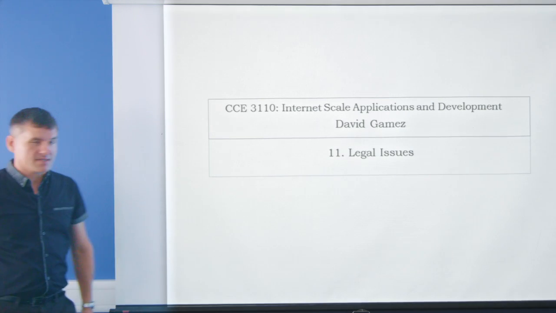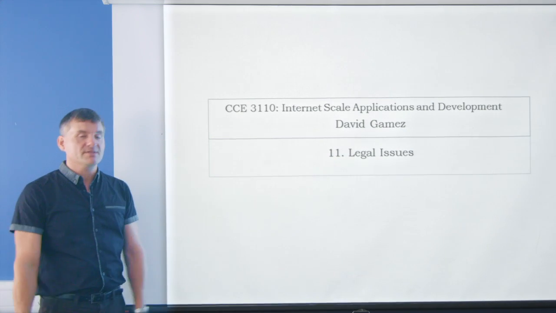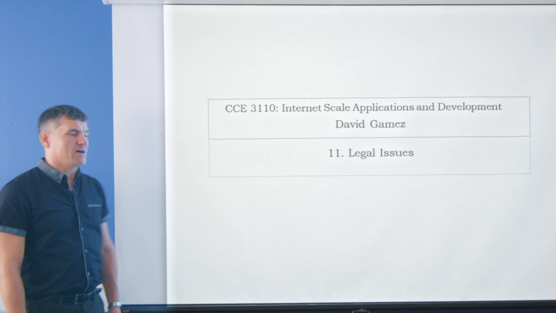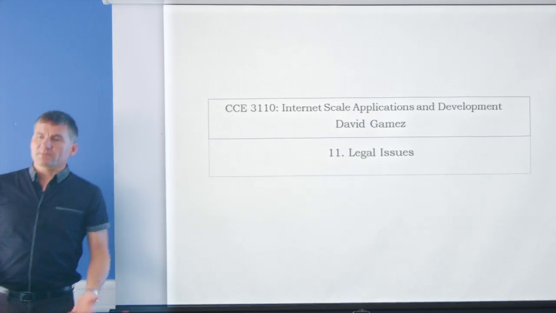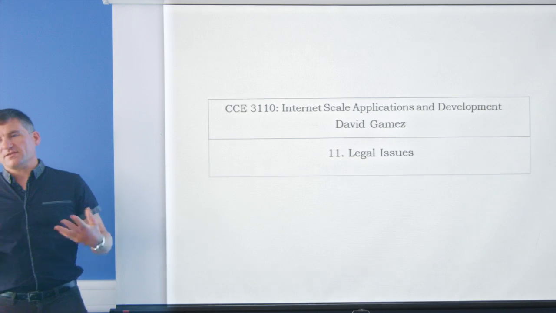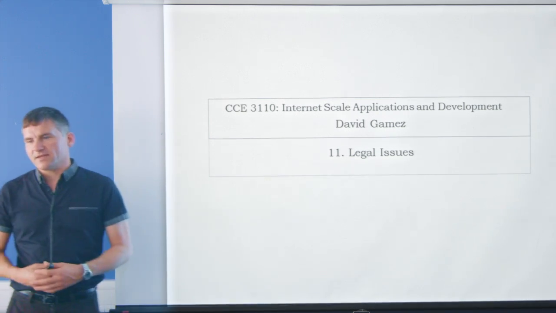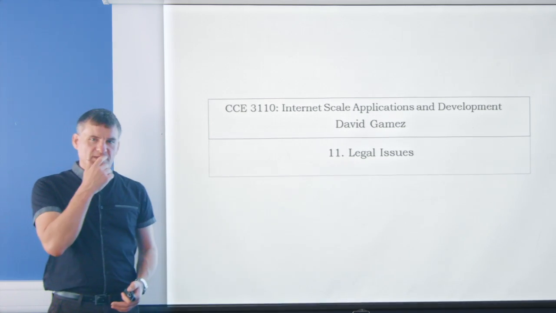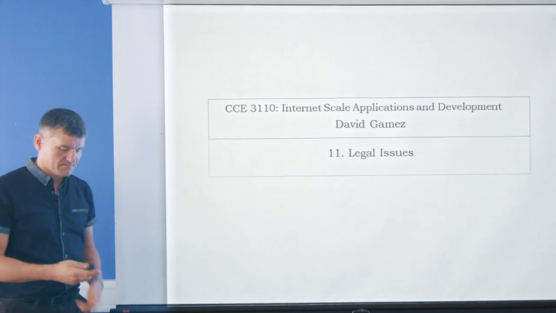Hello, so in this lecture we're going to talk about some of the legal issues that are faced by internet scale applications. I'm not any kind of legal expert, but I think it's worth touching on a few of the things that you need to think about if you're running this kind of thing. And as I said, this intersects with the privacy issues and with the security issues.